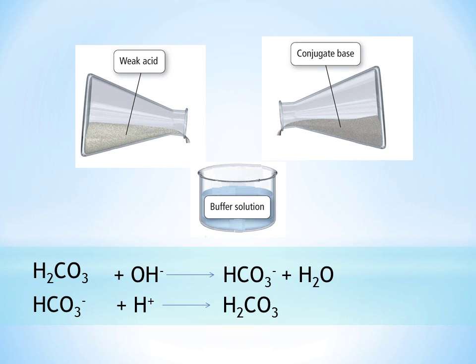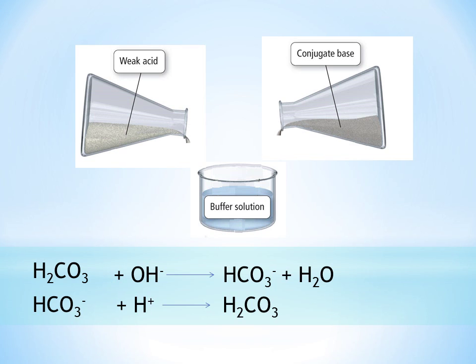A buffer is made up of a significant amount of both a weak acid and its conjugate base. For example, here a buffer is made from carbonic acid H2CO3 and its conjugate base HCO3. When we add a base to this solution, the base represented here by OH minus would react with the carbonic acid H2CO3 and then forms the conjugate base HCO3 plus water.